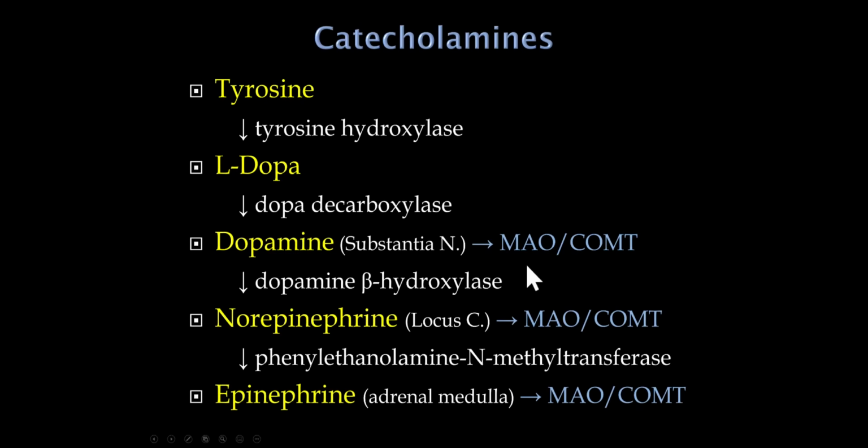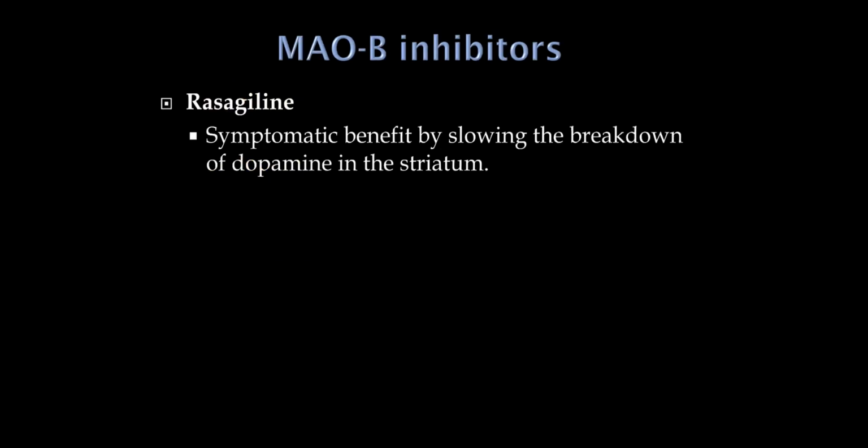Now we can use medications here. Remember the catecholamine cascade, all right? So we can use medications that would inhibit the enzymes that break down dopamine, monoamine oxidase and COMT. Remember though that enzymatic breakdown of these neurotransmitters is relatively minor compared to reuptake, unlike with acetylcholine. There the enzyme is really important. But here these are relatively minor in terms of inactivation compared to reuptake, but they do have some benefit.